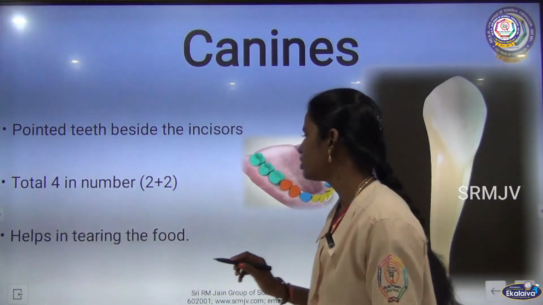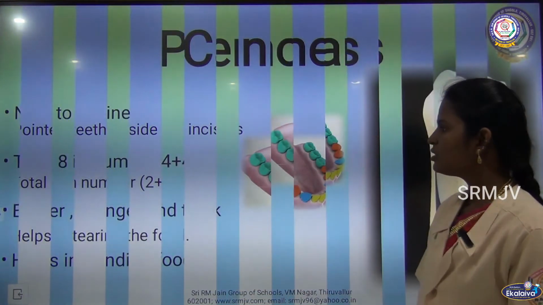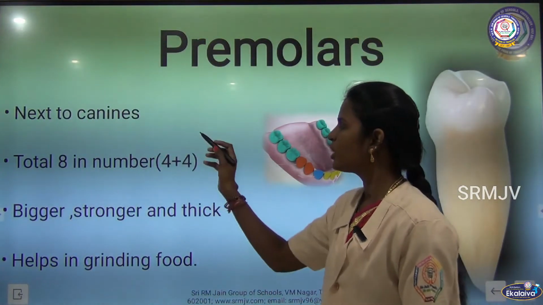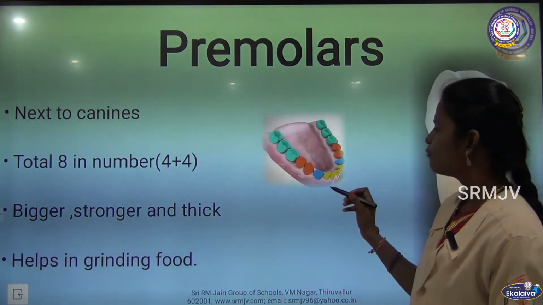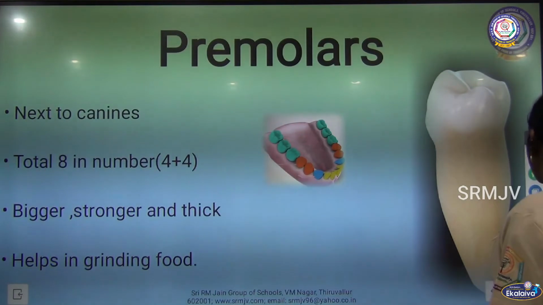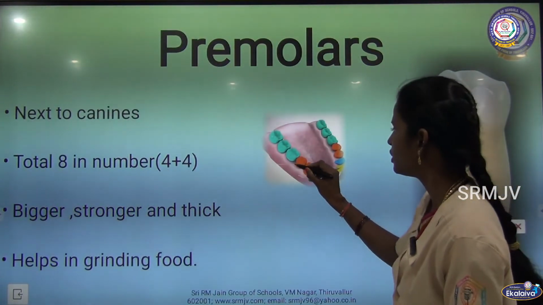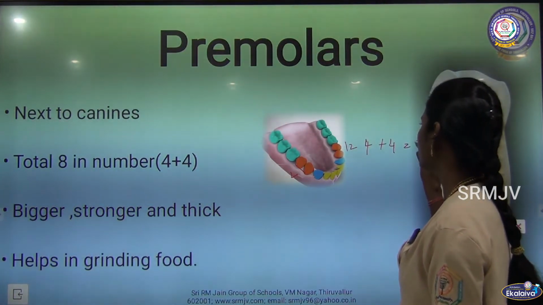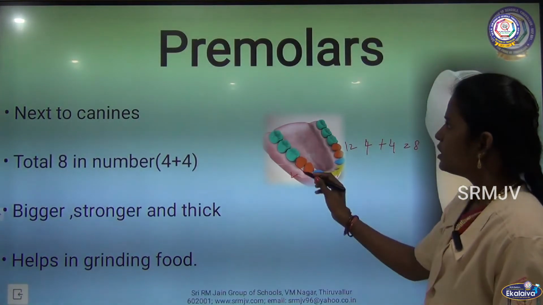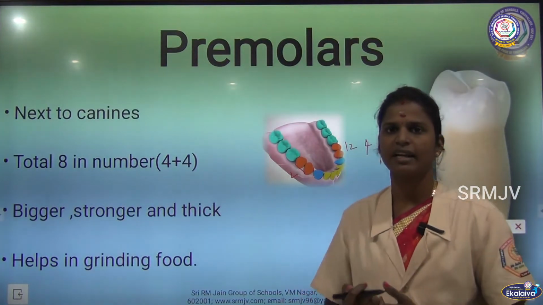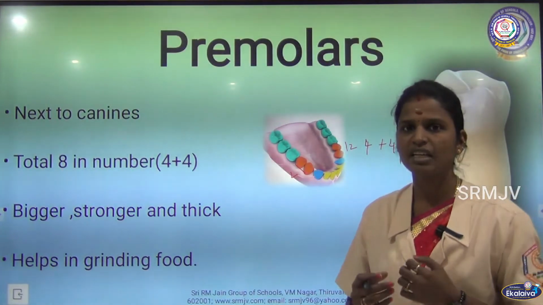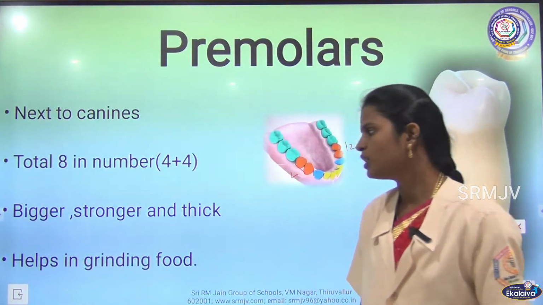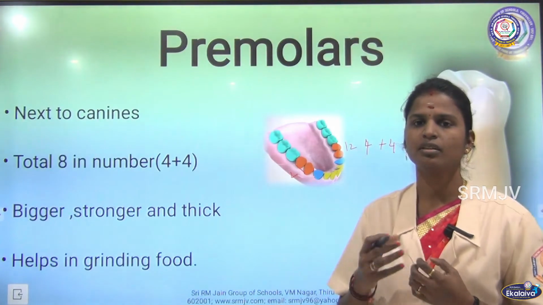Next, let us see about premolars. Premolars are present before molars, which is why they are called premolar teeth, and they are present next to the canine and before the molar. They are 4 in the lower jaw and 4 in the upper jaw, so totally 8 premolars. These premolars are bigger, stronger and very thick, which helps in grinding the food into a liquid mixture. It helps in grinding the food, making the food item mushy and very soft.